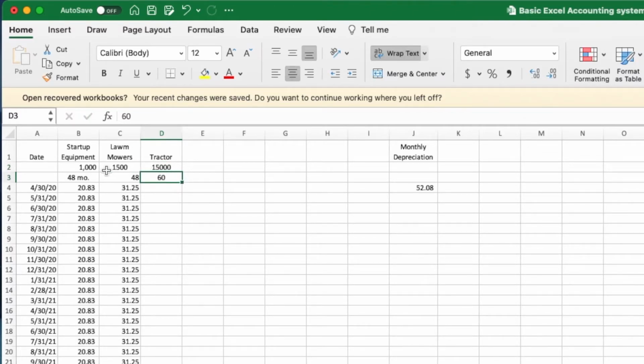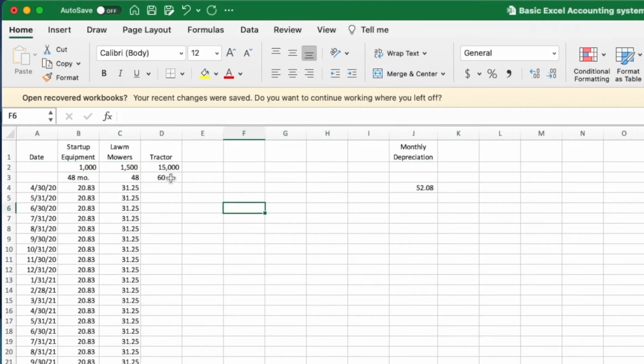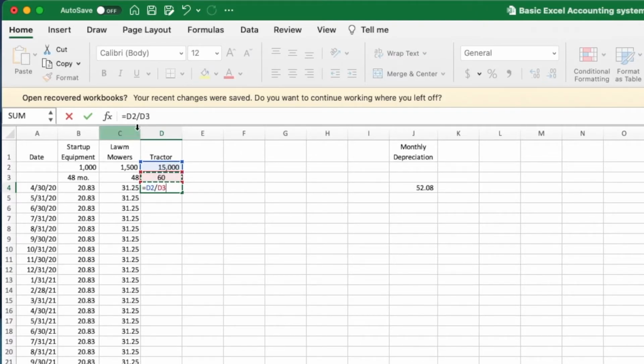So we spent $15,000. Let's just format all those a little bit prettier. There we go. $15,000 on a tractor. It's going to last us for 60 months, which is 5 years. Now we do the exact same thing. Here's our formula, $15,000 divided by 60. And we want to keep these cell references, so we're going to use our little $ trick here. And that's going to mean we're depreciating, or it's costing us $250 every month to use this tractor.